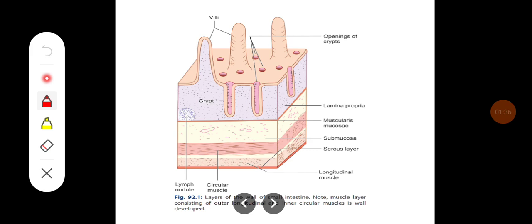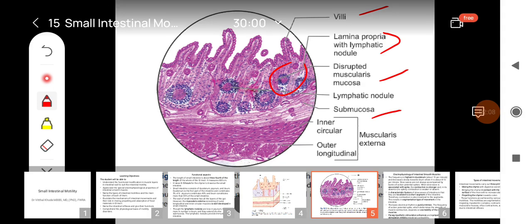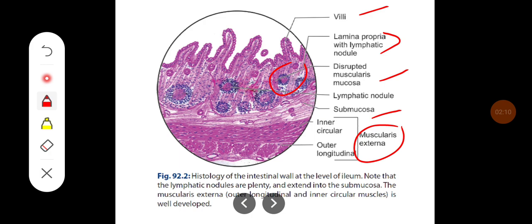These are the different layers of the intestine. You can see the openings of the crypts, then lamina propria, muscularis mucosa, submucosa, serosal layer, and longitudinal muscle layer. So again, these are the histological parts: villi, lamina propria with a lymphatic nodule, disrupted muscularis mucosa, lymphatic, then the submucosa, the inner and outer longitudinal layers of muscularis externa.